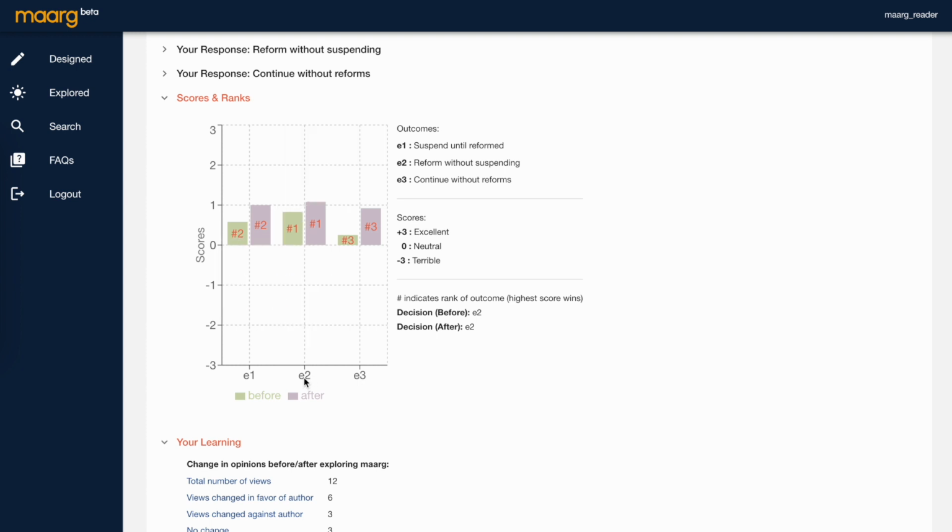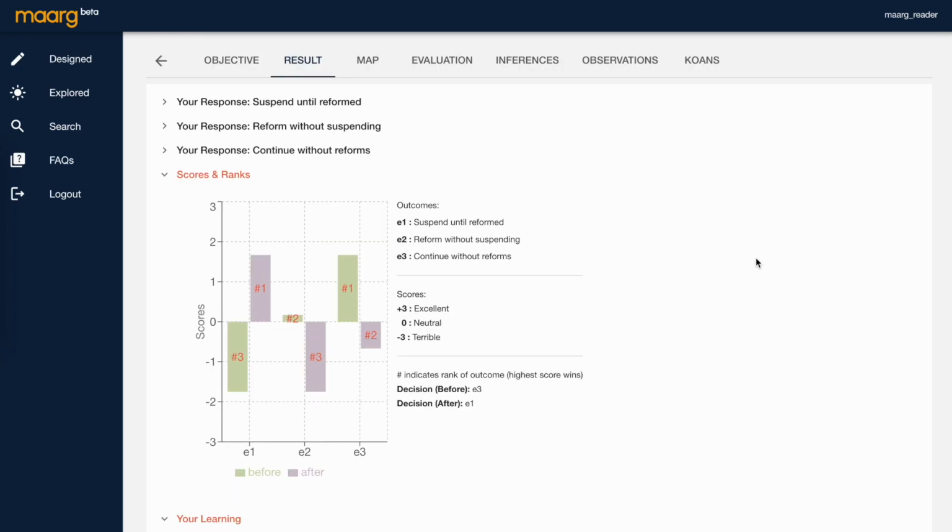You went with the item E2, which is basically saying reform without suspending. The outcome with the highest score wins, and the argument is considered your decision. Ties are naturally possible. It is also possible that all the outcomes here have negative scores, which would mean that you're not happy with any of those outcomes, but your decision is about picking the least bad option. And this is helpful most of the time when you're struggling with decisions where all the outcomes look bad, but not making a decision is also not an option.